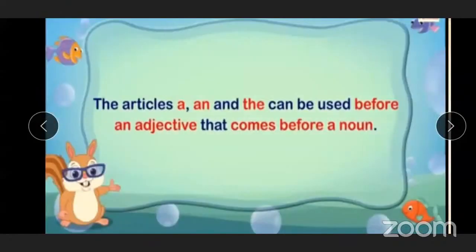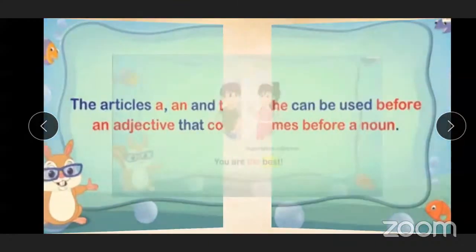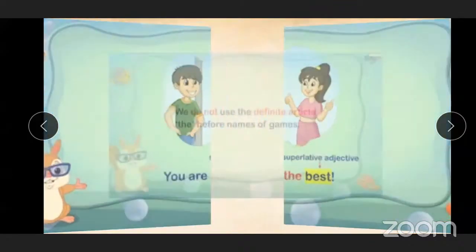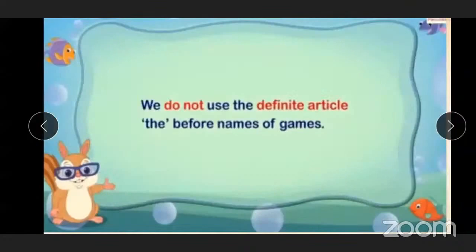The articles "a" and "the" can be used before an adjective that comes before a noun. For example, you are the best. Best is a superlative adjective. You are the best. We can say, I am the best. So "the" is used because best is a superlative adjective.